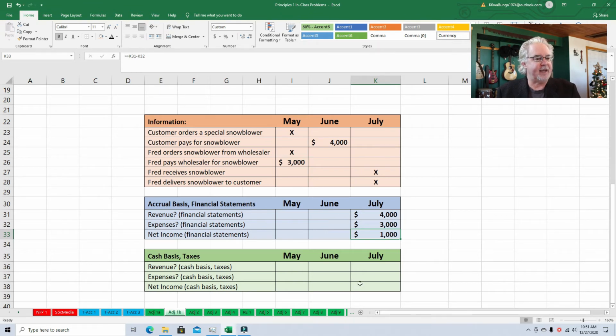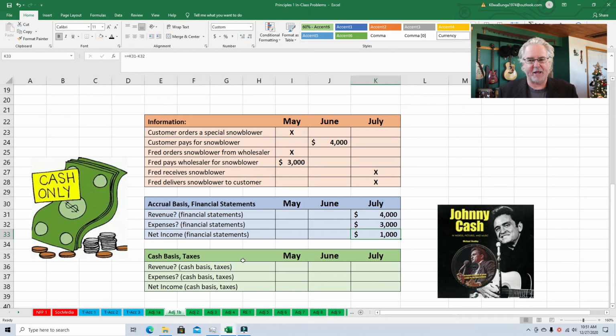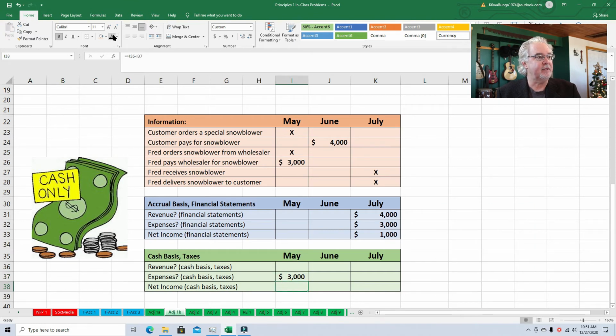So coming down here to the cash basis, let's see what's going on here. Now on the cash basis, it doesn't matter when you do your job. All that matters is when do you get paid and when do you have to pay out money. That's all that matters. So in May, Fred has to pay out $3,000. So that would be an expense. That's the cost of that snowblower that he sold. All right. No revenues recognized. And so in May, his income statement looks kind of bad. He's got a net income of negative $3,000.